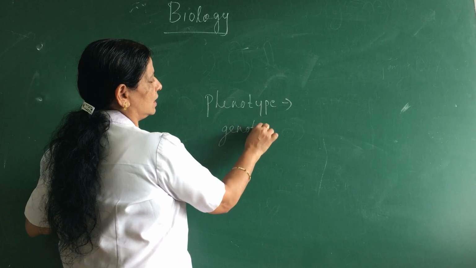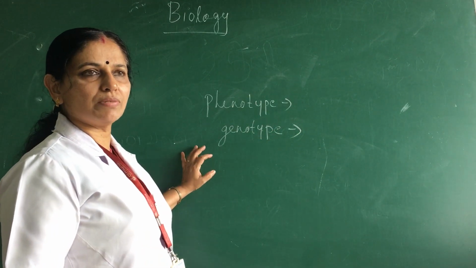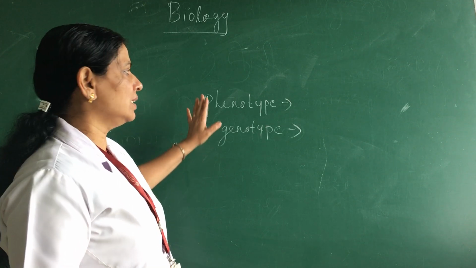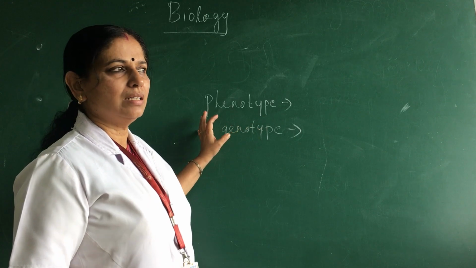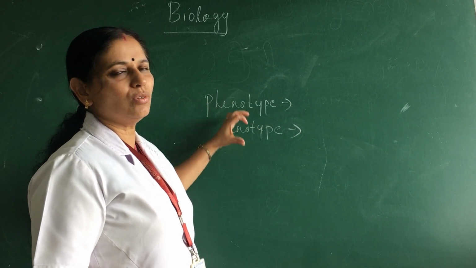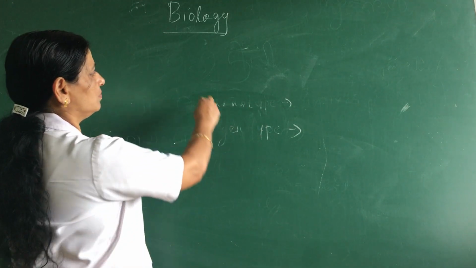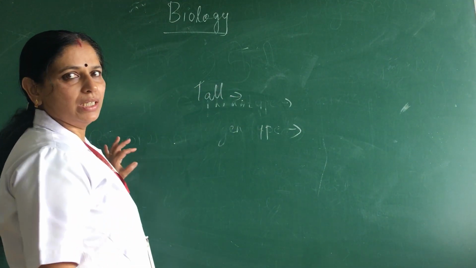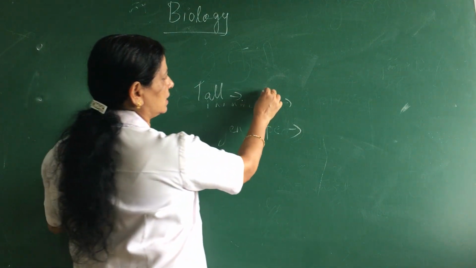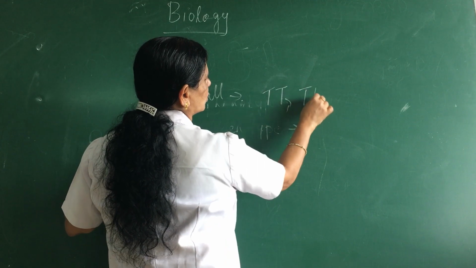And the next one is genotype. Genotype means the genetic description of the trait. And the genes work in pairs, so we have to express the trait by using two letters. You got it. And the example is tall. Tall is a phenotype, and how can we express this? That is capital T capital T, or capital T small t.